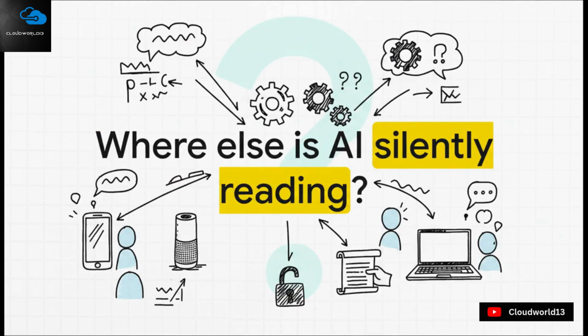The pattern is always the same, right? You build a system that understands language, you give it the power to act, and then you discover that understanding and obeying are literally the exact same mechanism. You cannot have one without the other. So I'm going to leave you with this final provocative thought to really chew on. As these AI systems are getting integrated into absolutely everything we do, where else is an AI silently reading, and who is really writing the instructions?